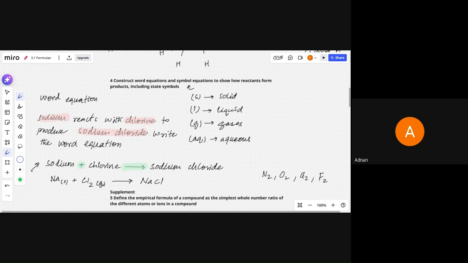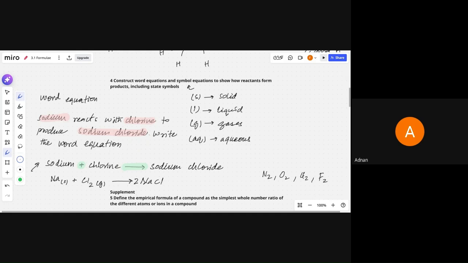And now we can balance this equation. You can see that you have two chlorines on the left, there's only one chlorine on the right, so you put 2 here. This changes chlorine from 1 to 2, but it also changes sodium.